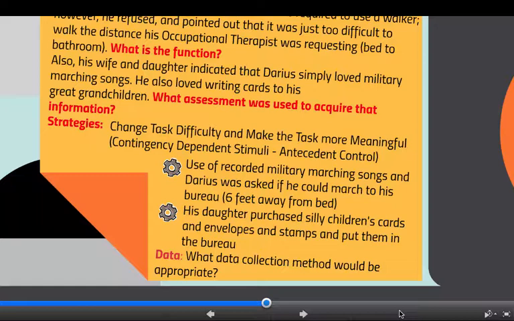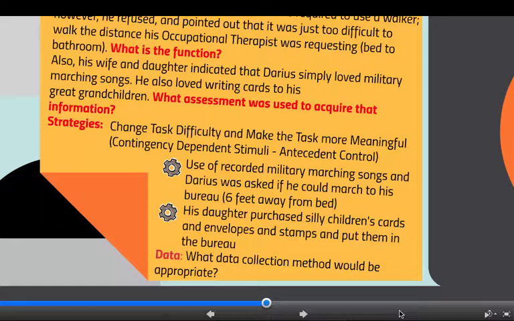And then sure enough, as a result of giving him the music, putting the earbuds in his ear, listening to military marching songs, he was able to scooch himself off of the side of the bed, elevate himself on the walker, move that walker 6 feet across the room to the bureau. Why? Because there was a reason. Why was there a reason? Because there was children's cards there.